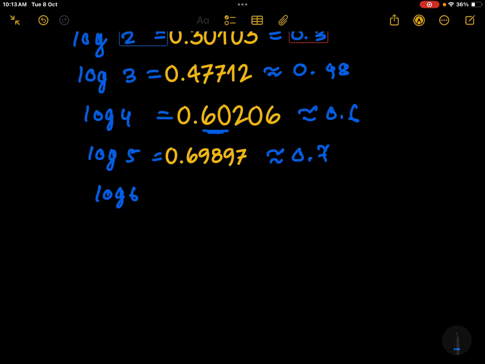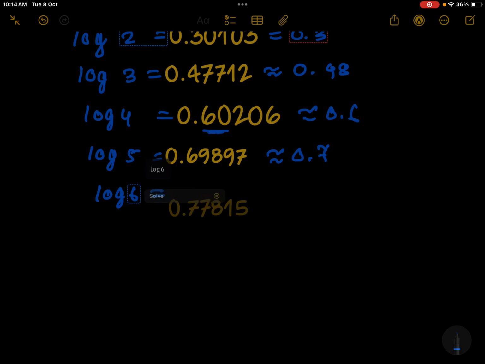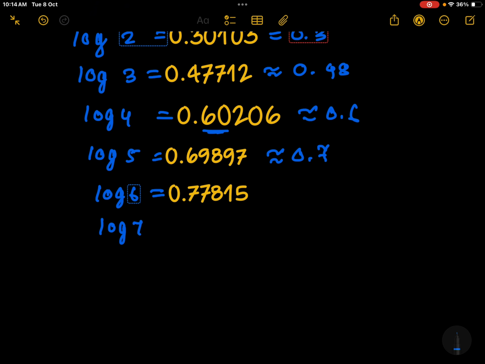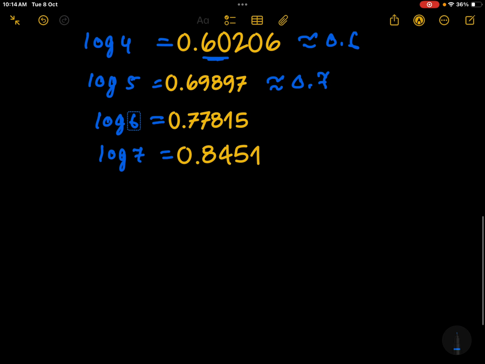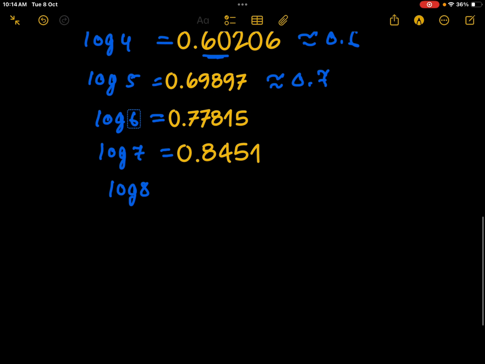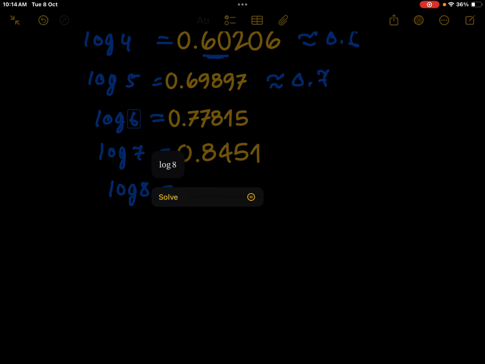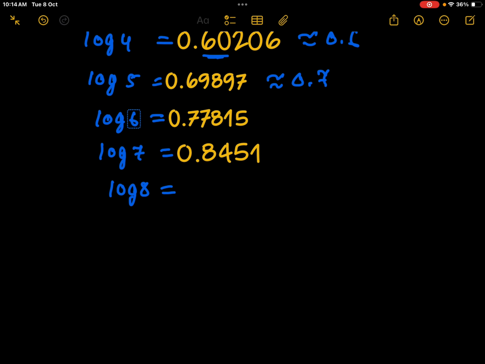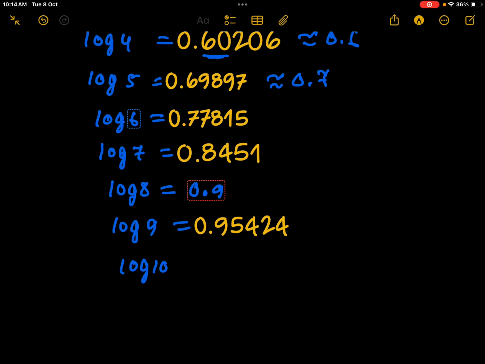Then we have the log 6 value, then log 7, then log 8. Log 8 we are getting is 0.9. Then log of 9, then log 10, which we know is 1.